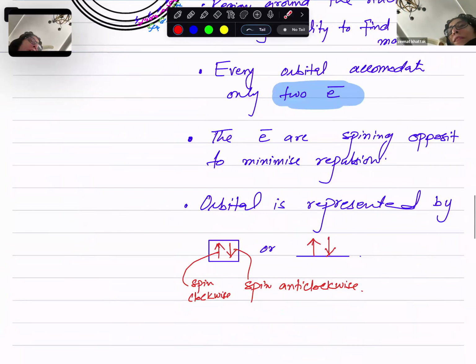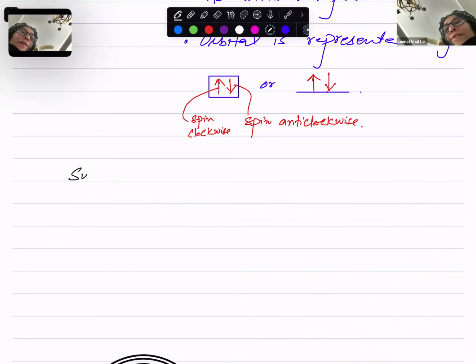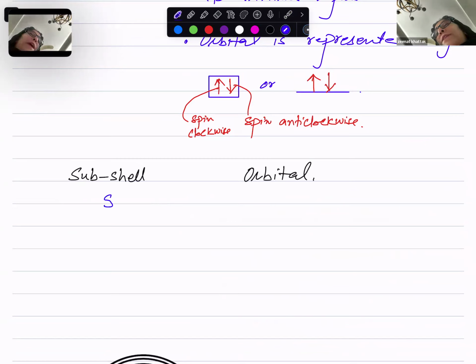Now, one thing that I want to clear. This is a subshell, and this is what? Orbital. You know, S subshell and S orbital are what? Same. There is no difference. It has a capacity of 2. It is represented by one box containing how many electrons? 2 electrons.